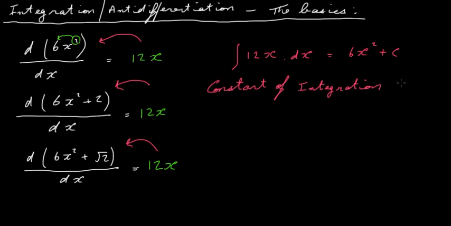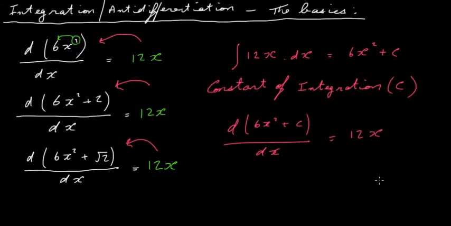So that's c. In other words, if we differentiate 6x squared plus any constant with respect to x, we will get 12x, because if you differentiate a constant, you'll get 0. So we just put in a c here to represent any of these constants. Okay, so that's generally what integration, or anti-differentiation, is. Now let's look at the general rule.